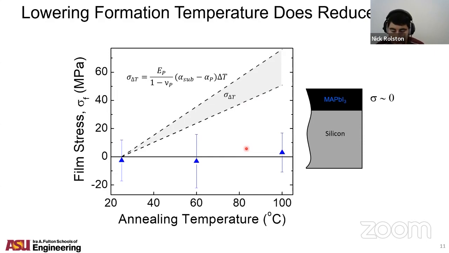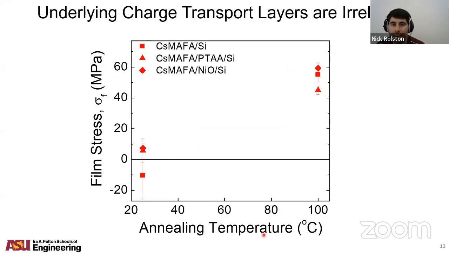The other comment I want to make, because mechanics overall are often misunderstood in the literature, is that these thin film devices are going to have a number of different layers. We probed the effect of underlying charge transport layers and saw no major effect whether we used no transport layer, in this case triple cation just on silicon, or an organic polytriarylamine hole transport layer, or a nickel oxide layer. There's some spread here, but the trend is very similar.